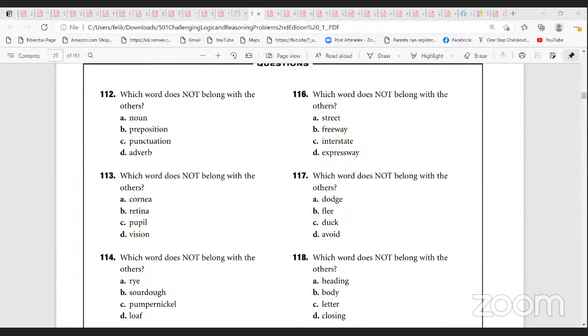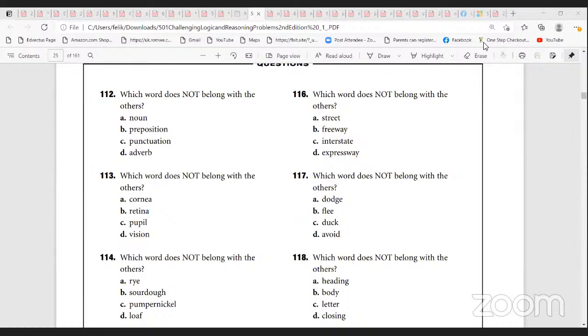Okay, Miss. Which word does not belong with the others? A. Noun. B. Preposition. C. Punctuation. And D. Adverb. Miss, the answer is C. Punctuation. Awesome, well done. So I hope everyone got that one correct. So go ahead and tick yourself if you got that correct. So there goes Jenna. Thank you, Jenna, my darling.